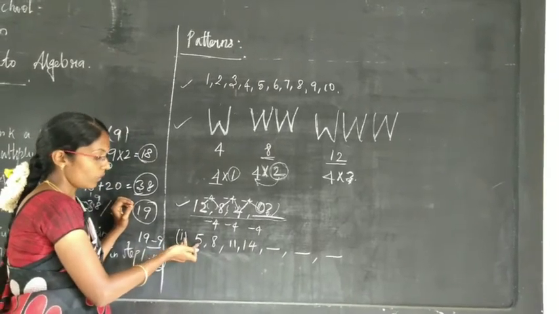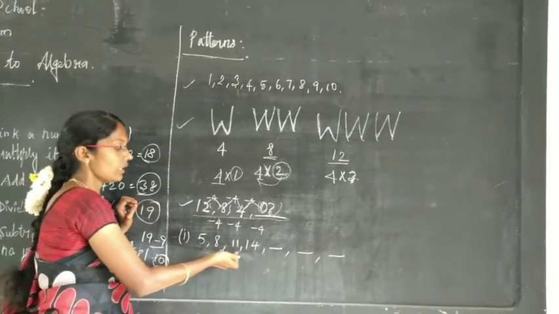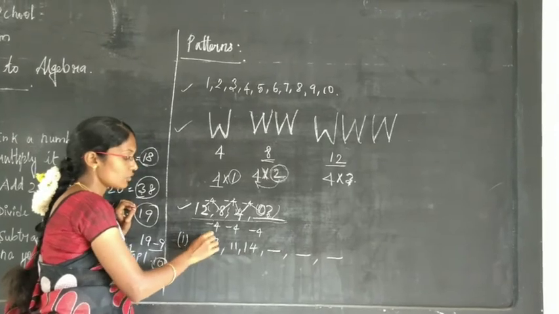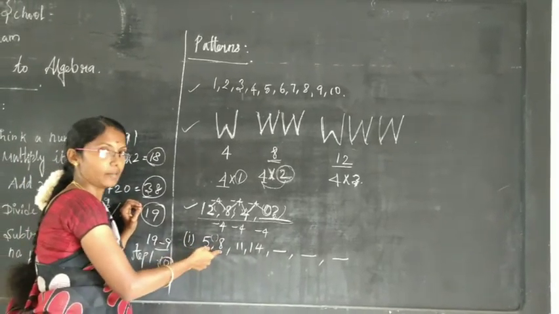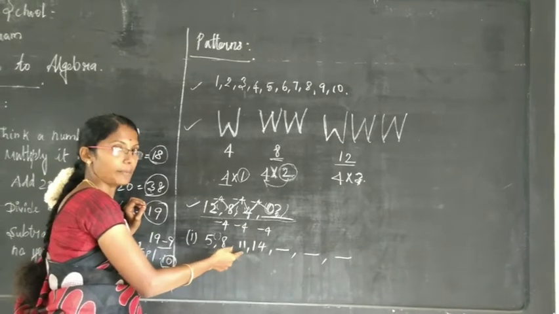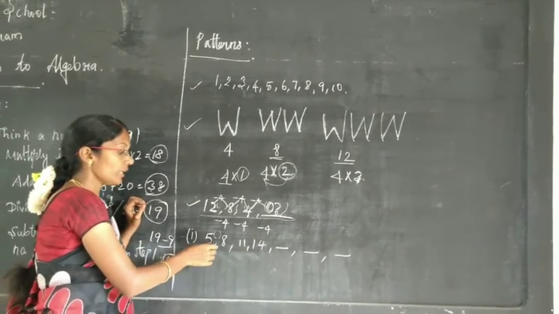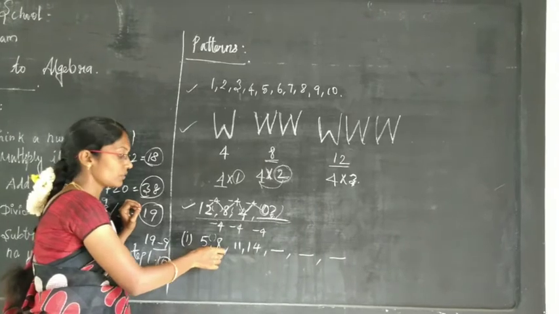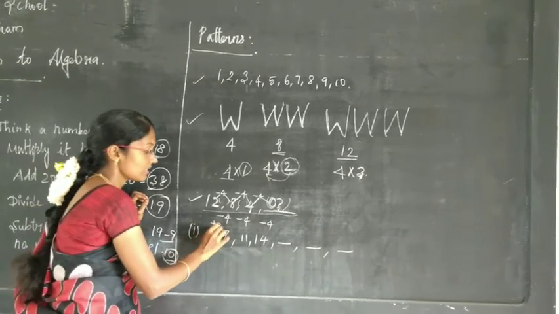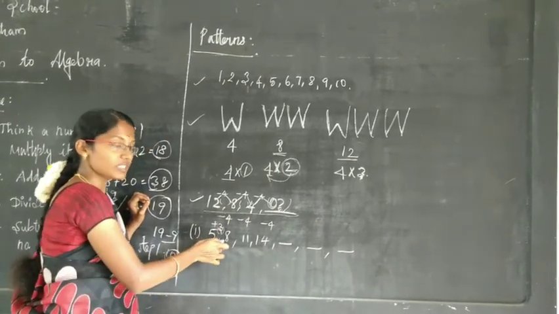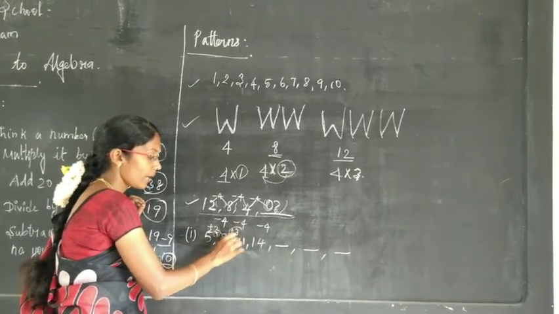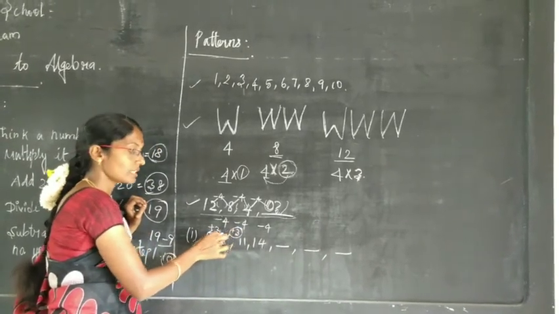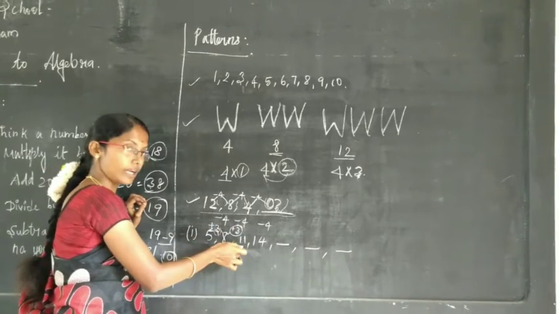So the first one: 5, 8, 11, 14. First you have to think and guess what the relationship is between the first number and the second number, and the second number and the third number. Okay, so 5 and 8, you have to find the relationship. What is the relationship? Plus 3. So 5 plus 3 is 8. Next, 8 plus 3, the same number.